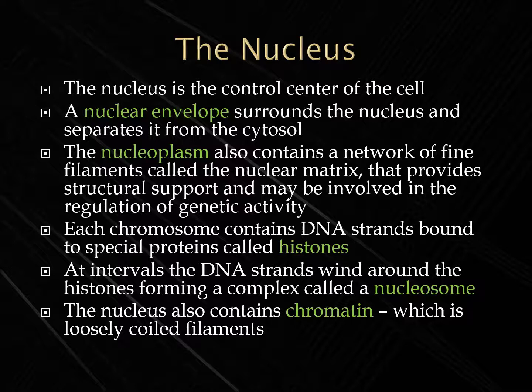Each chromosome contains DNA strands bound to special proteins called histones. At intervals, the DNA strands wind around the histones, forming a complex called a nucleosome. The nucleus also contains chromatin, which is loosely coiled filaments.